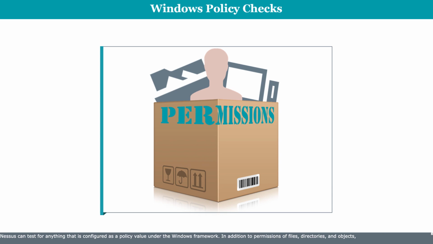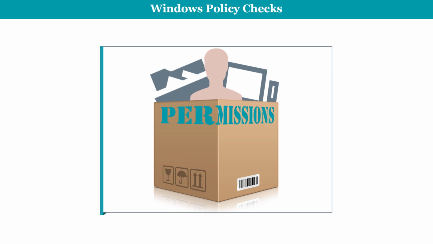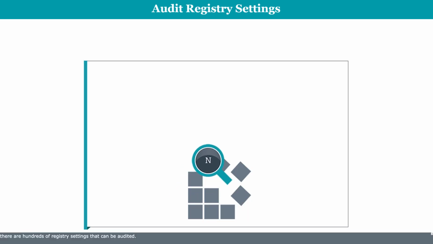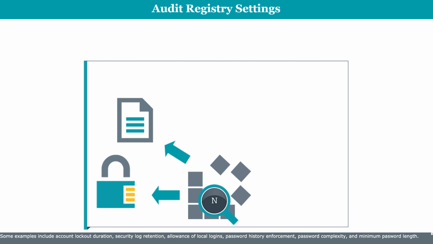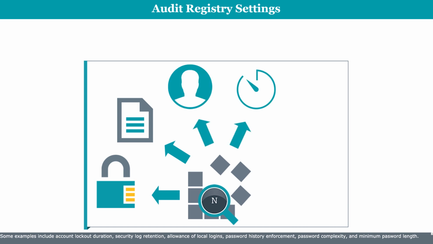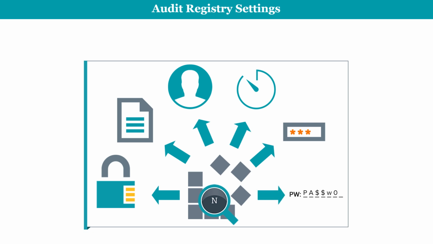Nessus can test for anything that is configured as a policy value under the Windows framework, in addition to permissions of files, directories, and objects. There are hundreds of registry settings that can be audited. Some examples include account lockout duration, security log retention, allowance of local logins, password history enforcement, password complexity, and minimum password length.